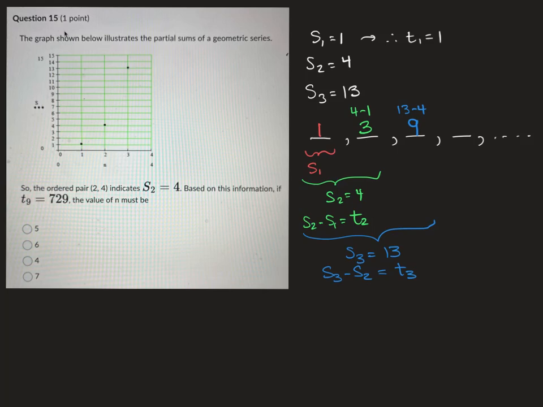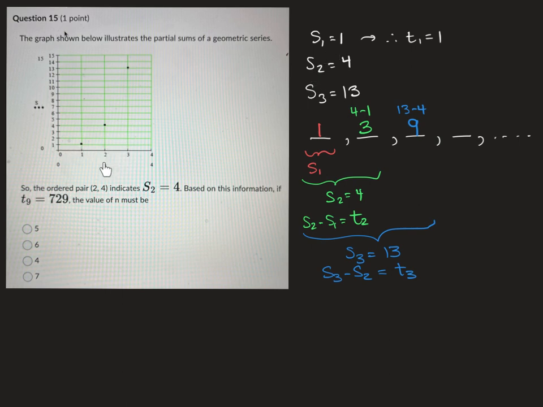Alrighty, let's take a look at this question. So they're giving us a graph which indicates the sums, and the value of n down here tells you which position the term is in. So in other words, the first sum that is given, and S represents the sum, first sum is S1, so I wrote that over here.